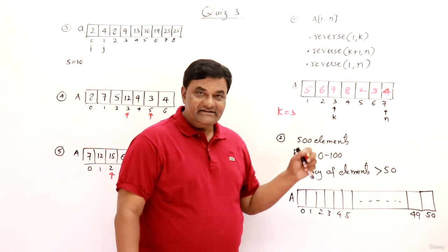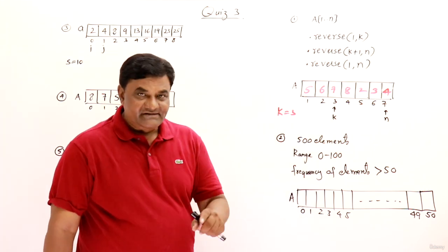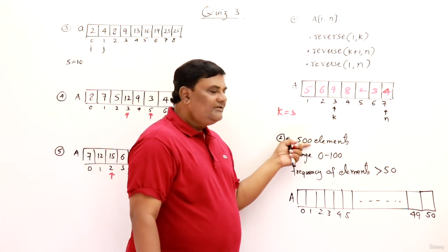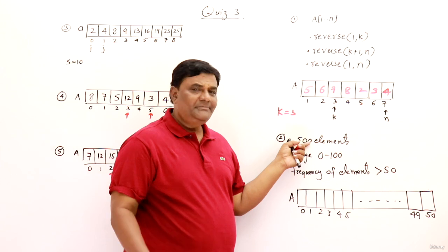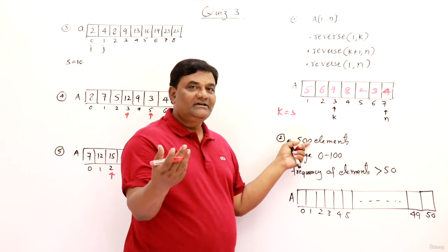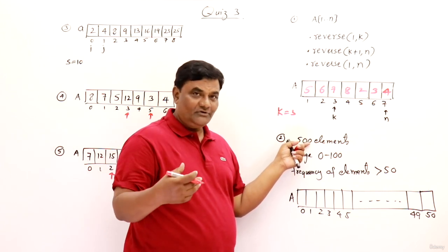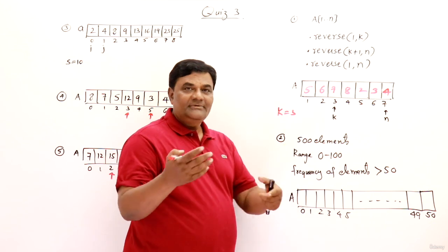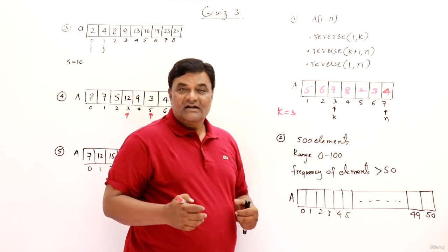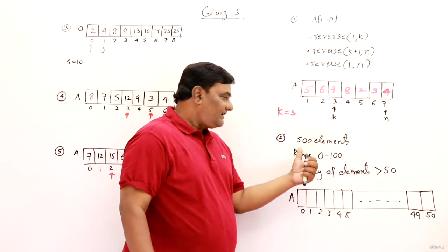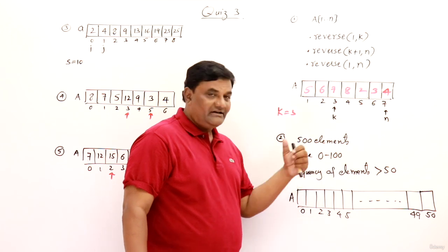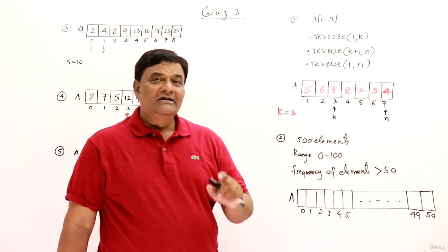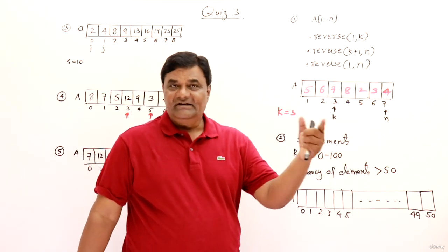Then let us look at the next question. This is a simple one. I have 500 elements. Imagine I'll be getting the elements from the keyboard as input in my program. So I'll be getting 500 elements. The range of each element is 0 to 100, meaning any element you take will not be less than 0 and will not be greater than 100.